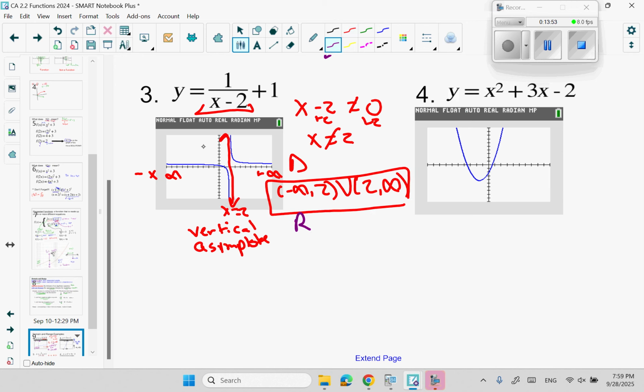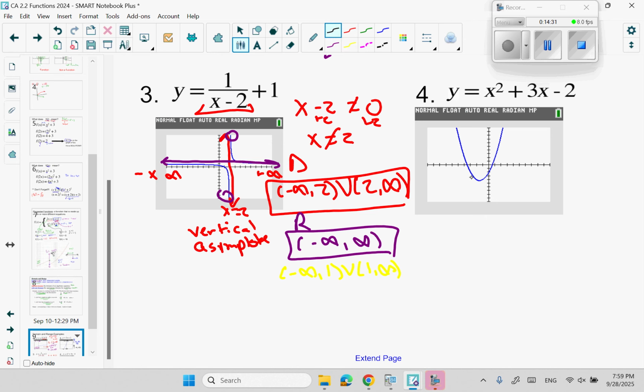Interestingly enough, when I talk about my range, I go up forever and down forever, so I actually have no restrictions there, except for potentially this y asymptote here at y equals 1. For the sake of today, we'll just keep it simple. Over here, if you want to really do it, negative infinity to 1, union 1 to infinity. And this should make sense because this fraction is never going to equal 0.